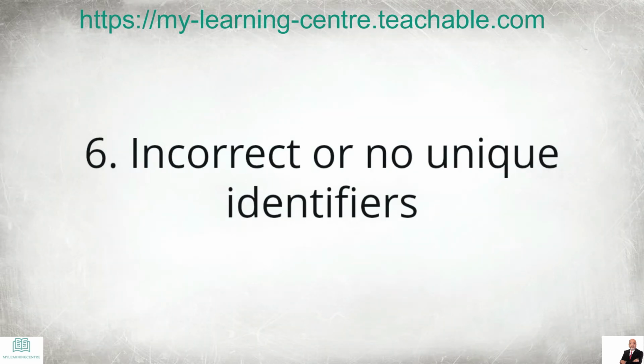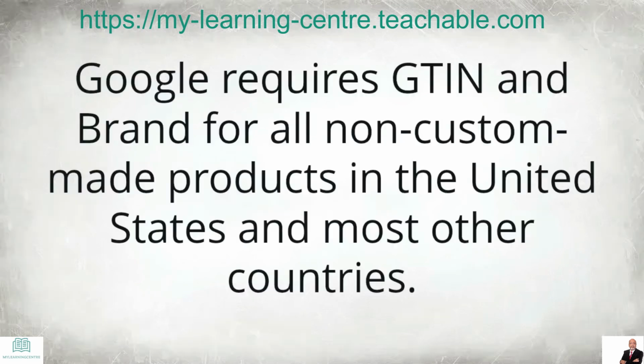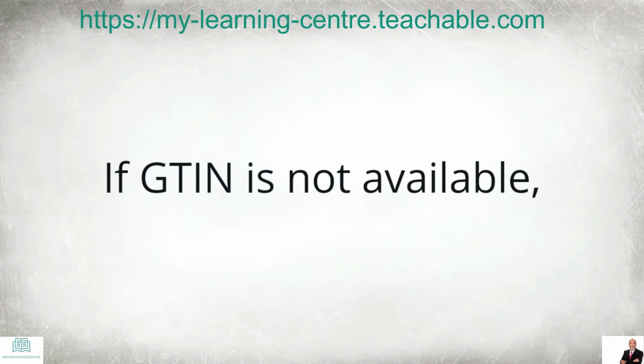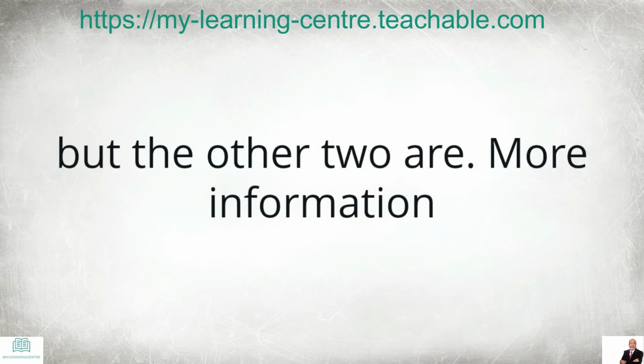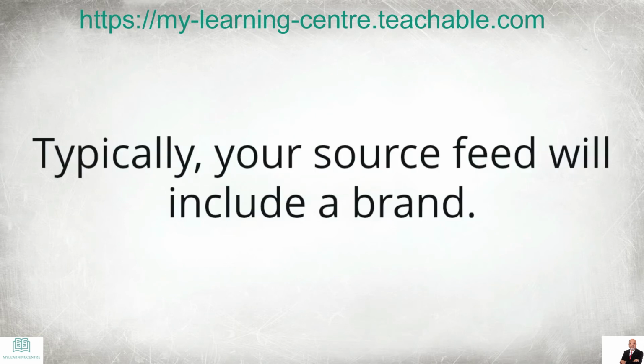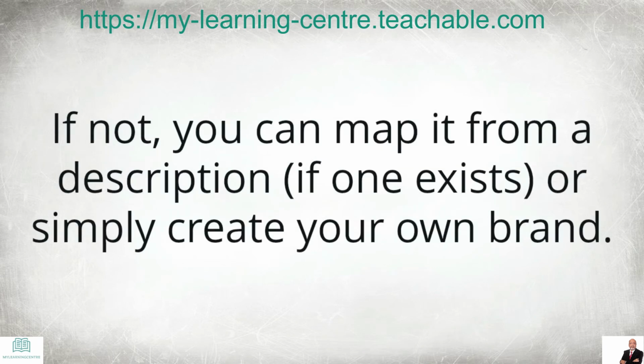6. Incorrect or no unique identifiers. Google requires GTIN and brand for all non-custom-made products in the United States and most other countries. If GTIN is not available, MPN is usually required. Brand is rarely a problem, but the other two are. More information. Solution. Typically, your source feed will include a brand. If not, you can map it from a description, if one exists, or simply create your own brand.